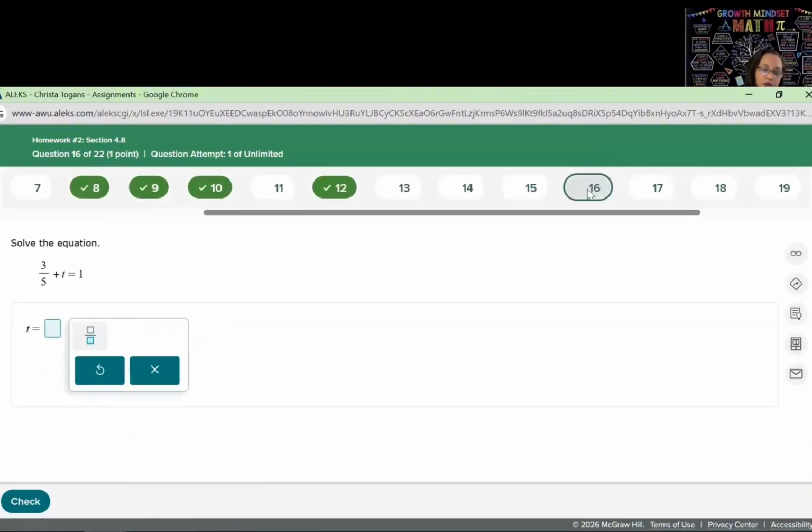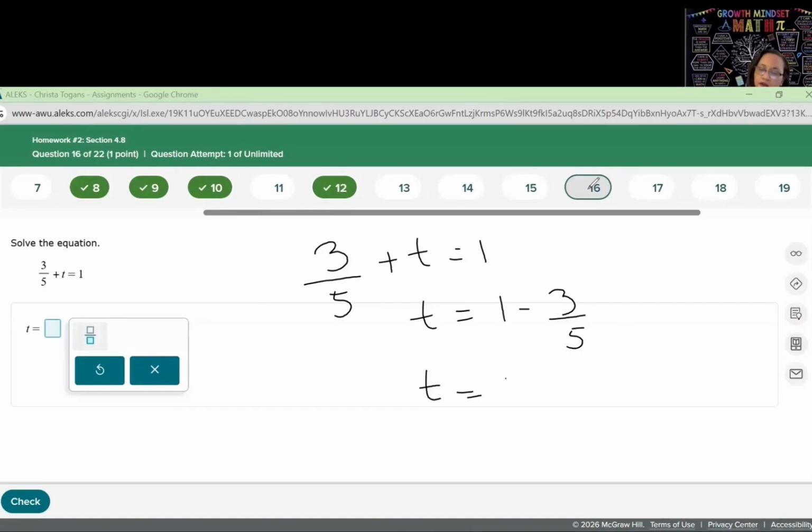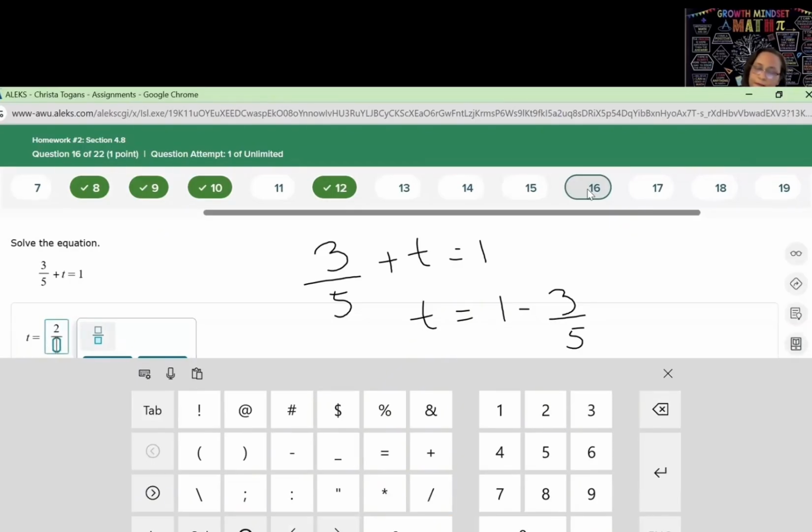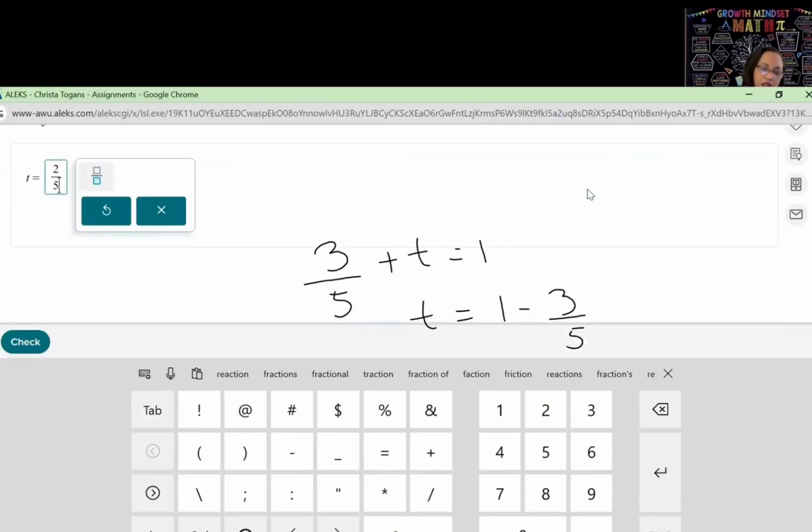Same thing here. I'm just going to do 3/5 plus t equals 1. t is equal to 1 minus 3/5. The common denominator is 5, so t is equal to 5 minus 3 over 5. And because I write so big, you know that's 2/5. I don't need to write all of that. 2 divided by 5 is the same thing.